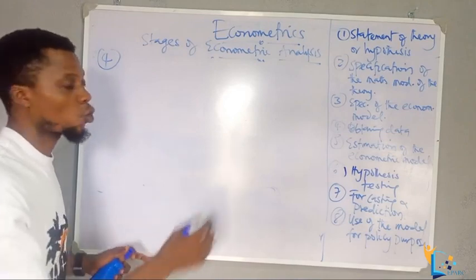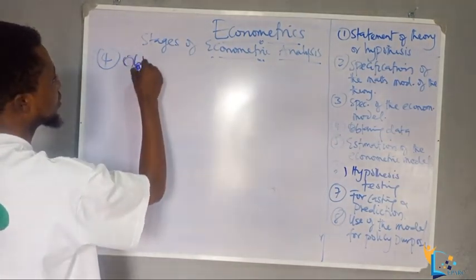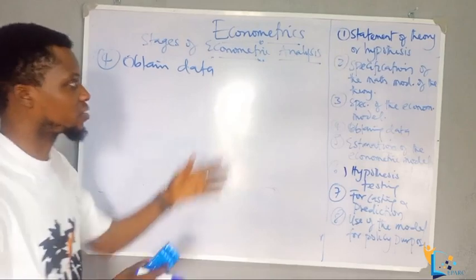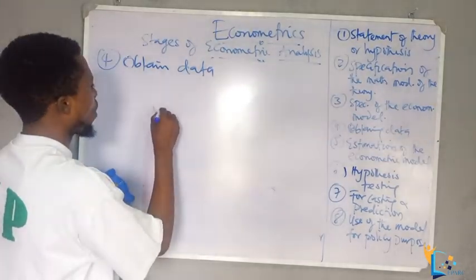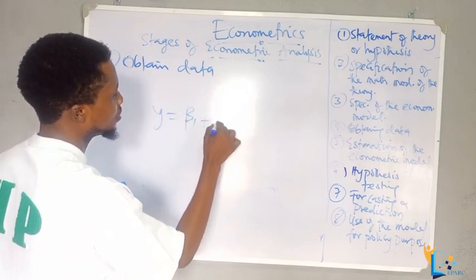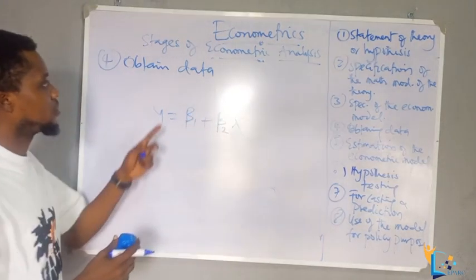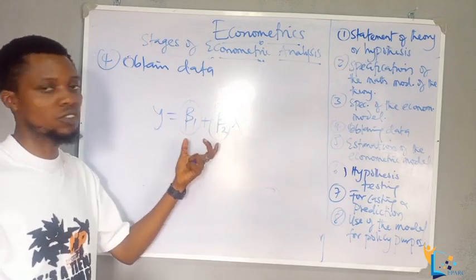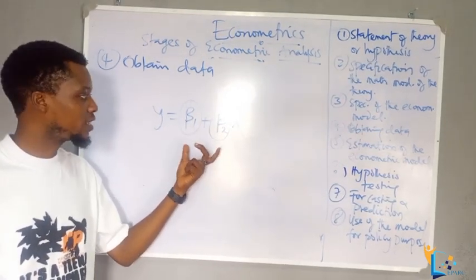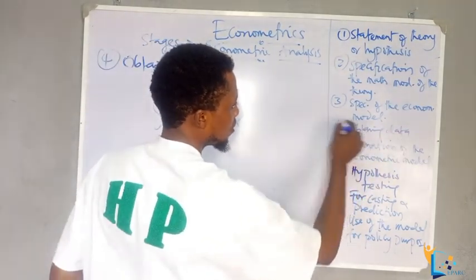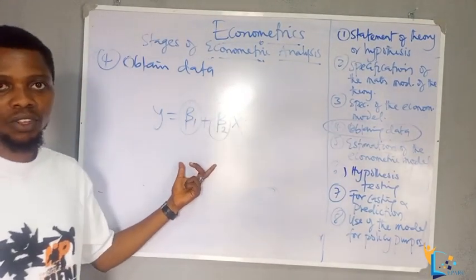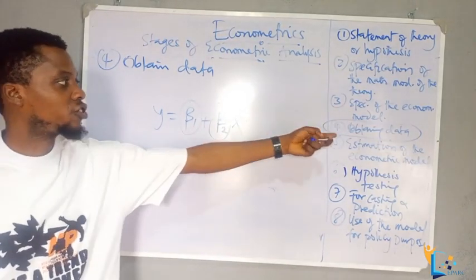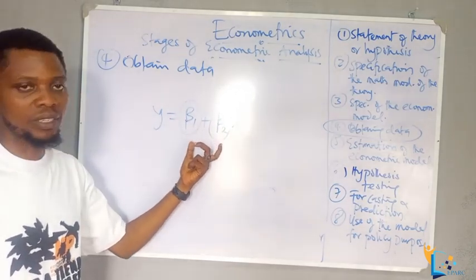Now, number 4, to obtain data. To obtain data for our model that was given in stage 3, Y equals B1 plus B2X, we need data to help us compute for this model, and that's where obtaining data comes in. I don't know if you get it. This was the model we established in stage 3, and to help us achieve stage 4, we need data for these parameters.